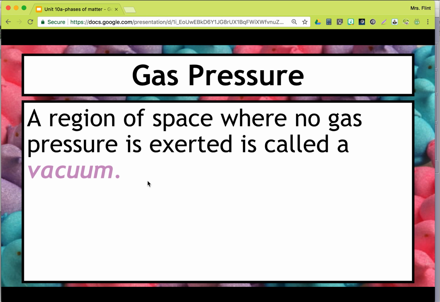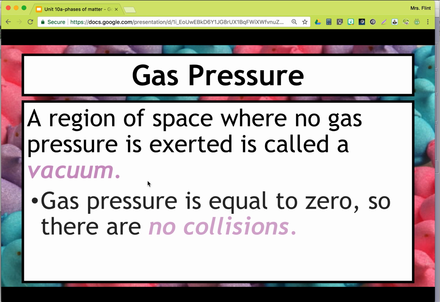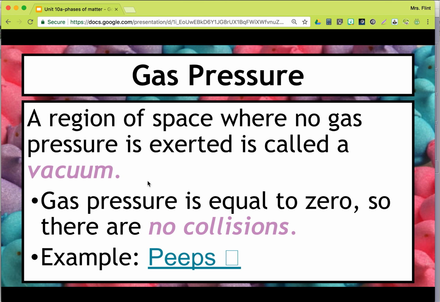A region of space where no gas pressure is exerted is called a vacuum. Gas pressure is equal to 0, so there are no collisions. And in class, we're going to watch an example of Peeps in a vacuum.